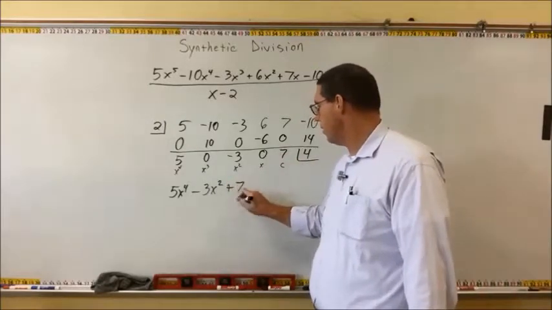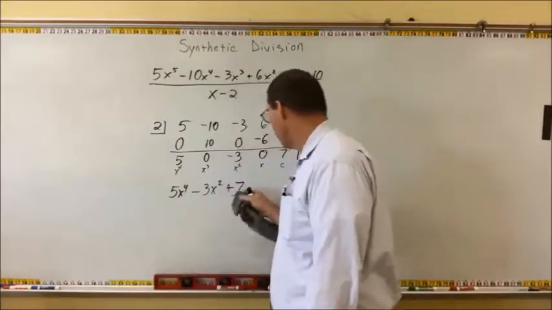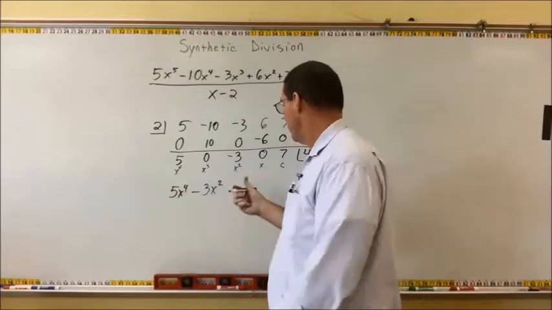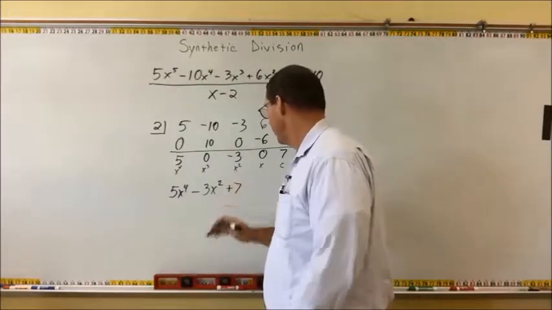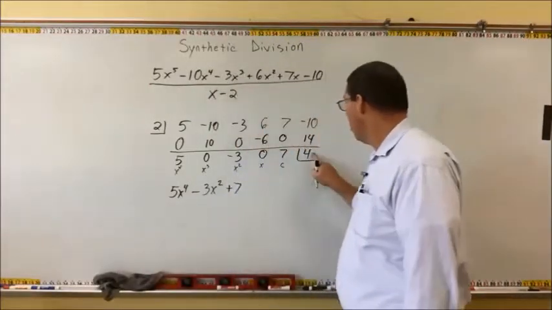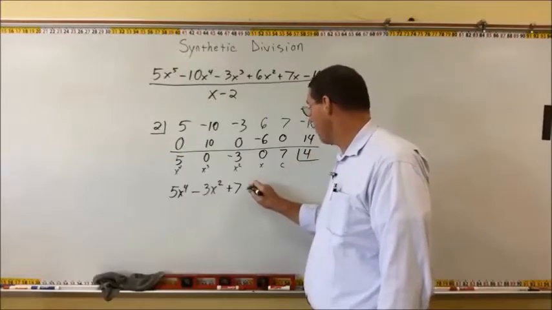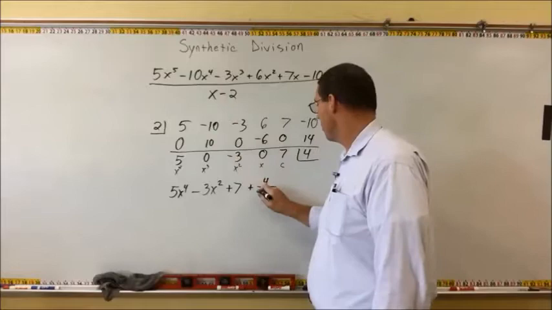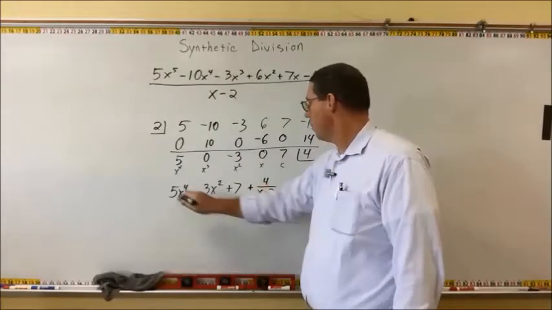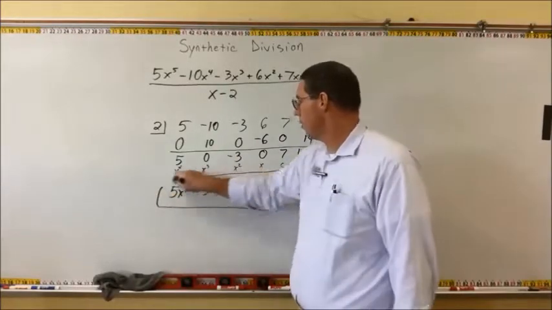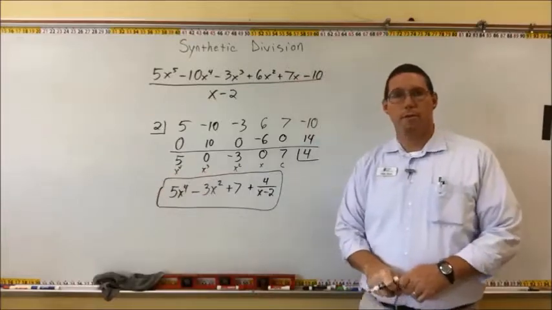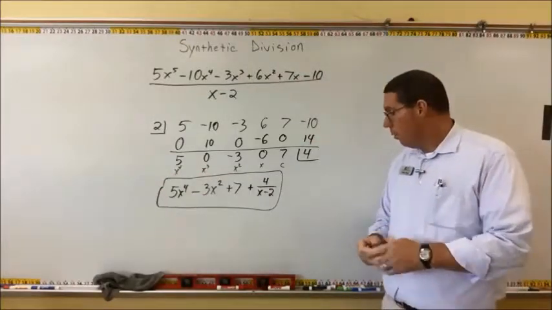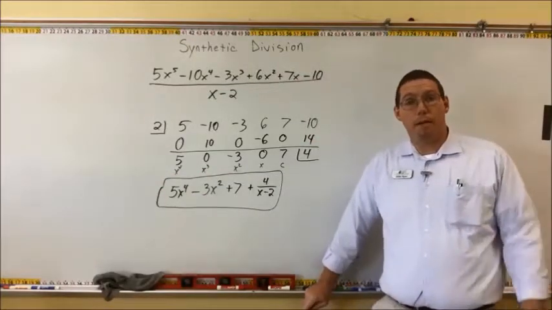So plus 7, that's not a very good plus sign. Let me write that again. Plus 7. Then plus 4, the remainder is 4, so plus 4 over x minus 2. There we go. And that's our quotient. Okay, that's our answer.